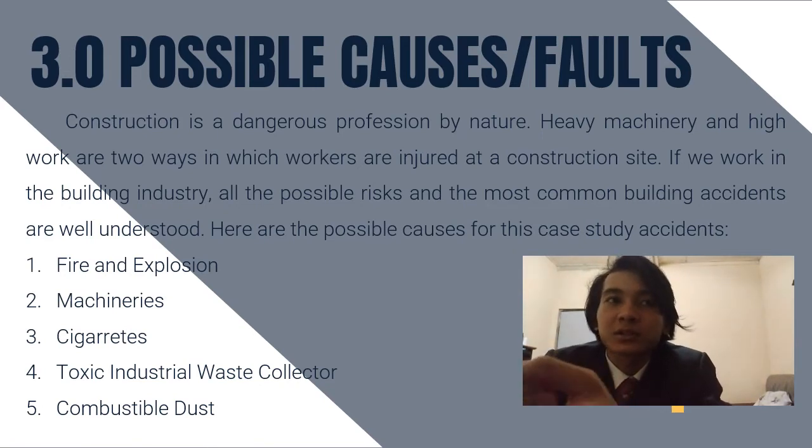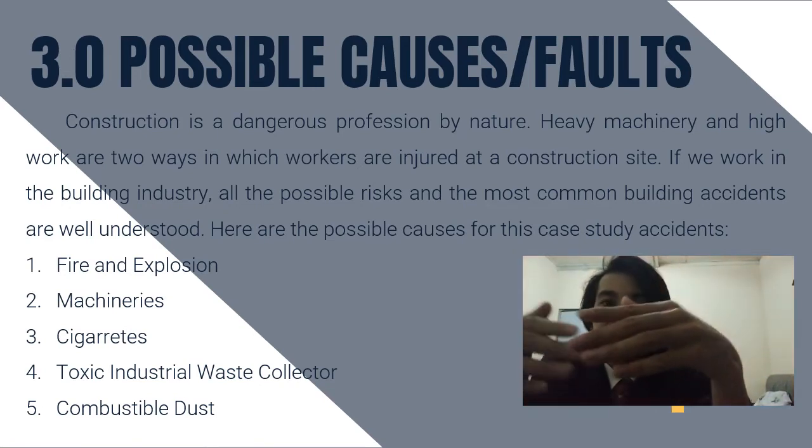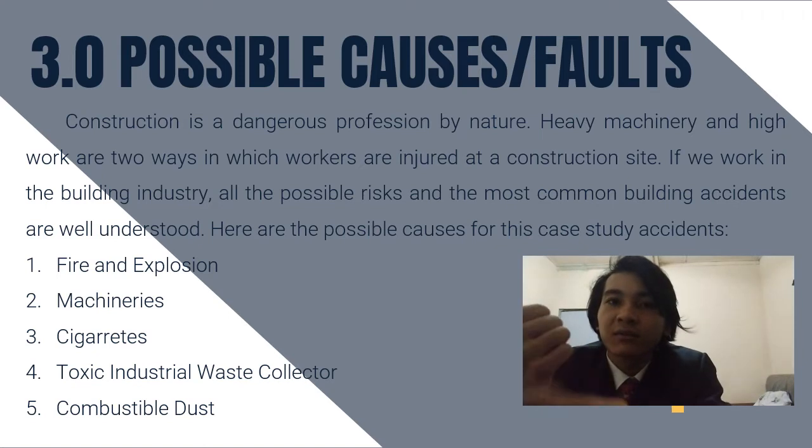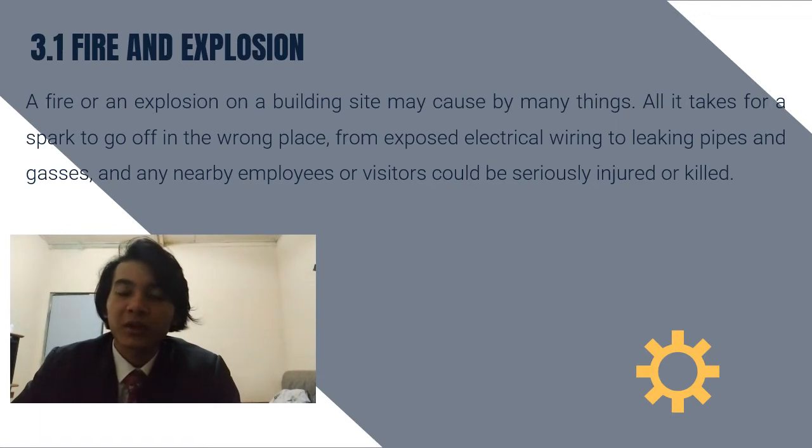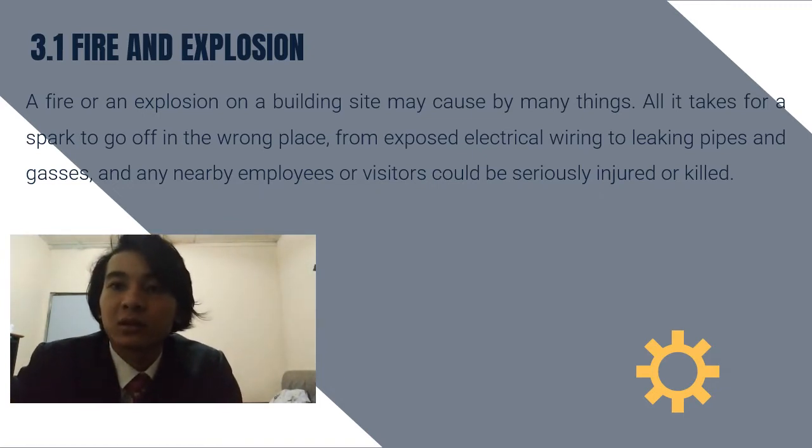There are a few faults that might be the reason for the accidents, such as fire and explosion, machineries, cigarettes, toxic industrial waste collector, and lastly combustible dust. So for fire and explosions, a fire or an explosion on a building site may be caused by many things. All it takes is a spark to go off in the wrong place, from exposed electrical wiring to leaking pipes and gases. And any nearby employees or visitors could be seriously injured or killed.